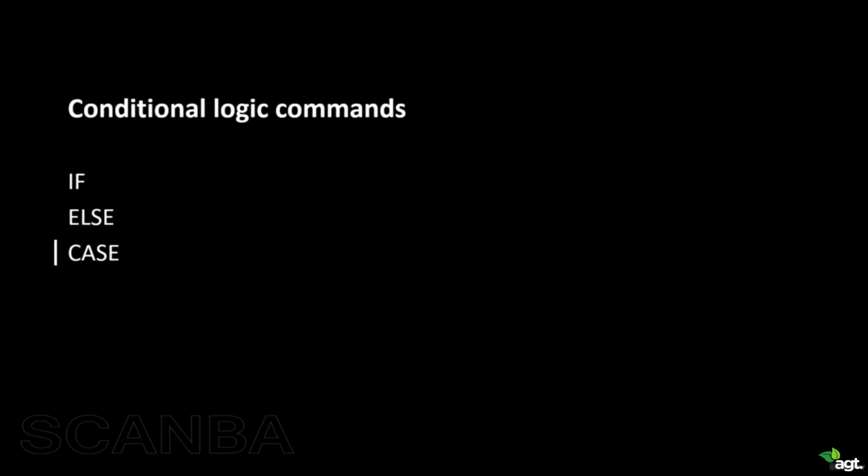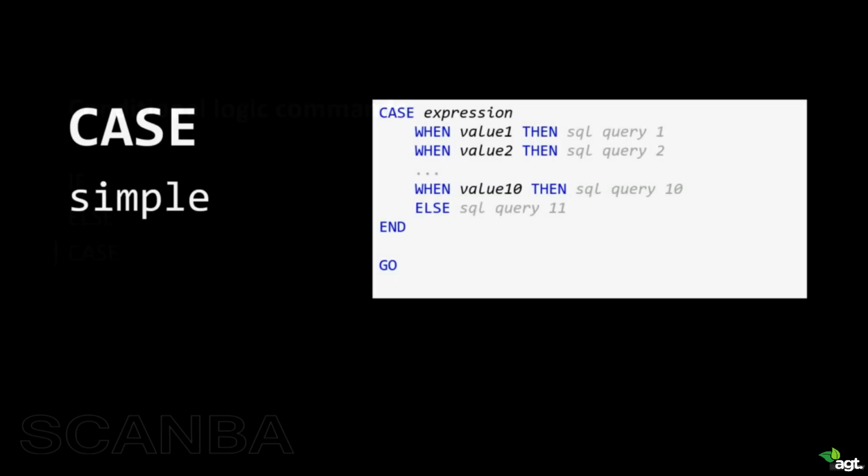SQL Server distinguishes two types of the case operator, the simple case and the searched case. The simple case operator evaluates an expression in its argument. The expression is an arbitrary user code that returns a single value. If this value is equal to the value in the first when clause, then the SQL server executes the SQL query following the then keyword and so on. If two when statements have the same value, then the SQL server executes the query after the first valid when statement.